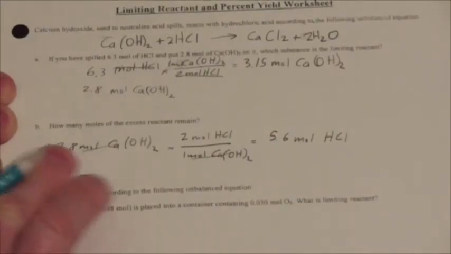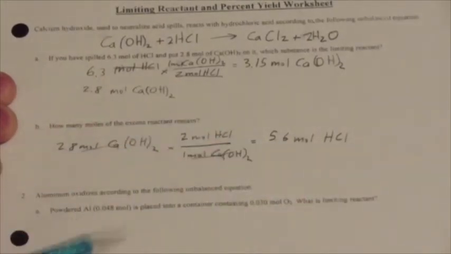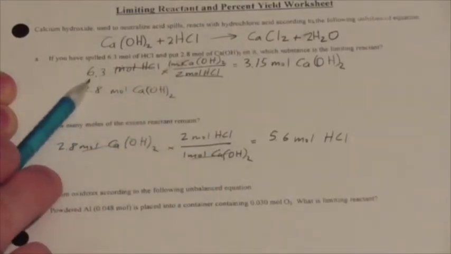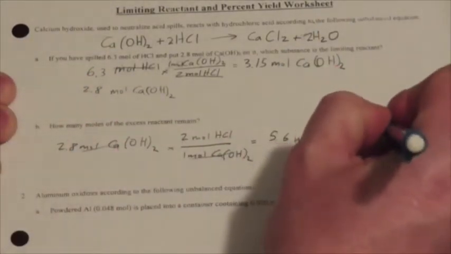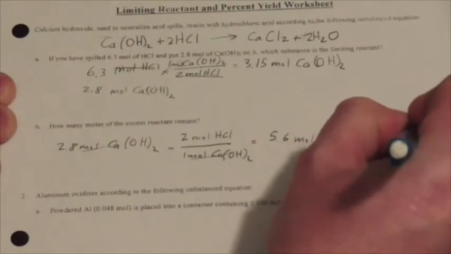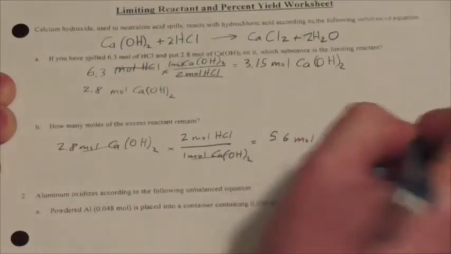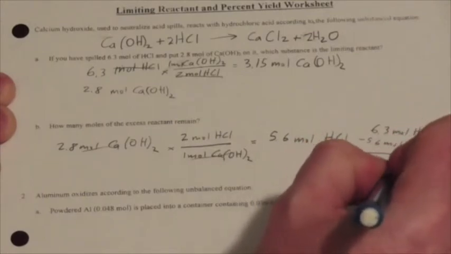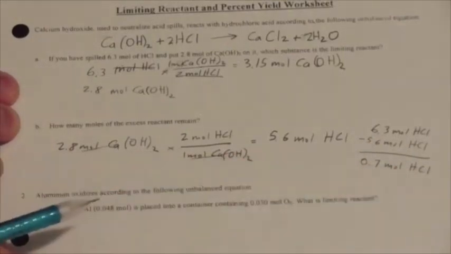All of my calcium hydroxide gets used. That's how much hydrochloric acid it takes to use it. But the question is asking how much remains after I'm done. So looking at my original problem, I have 6.3 moles of hydrochloric acid. I use 5.6 moles, and I'm left with 0.7 moles of HCl.